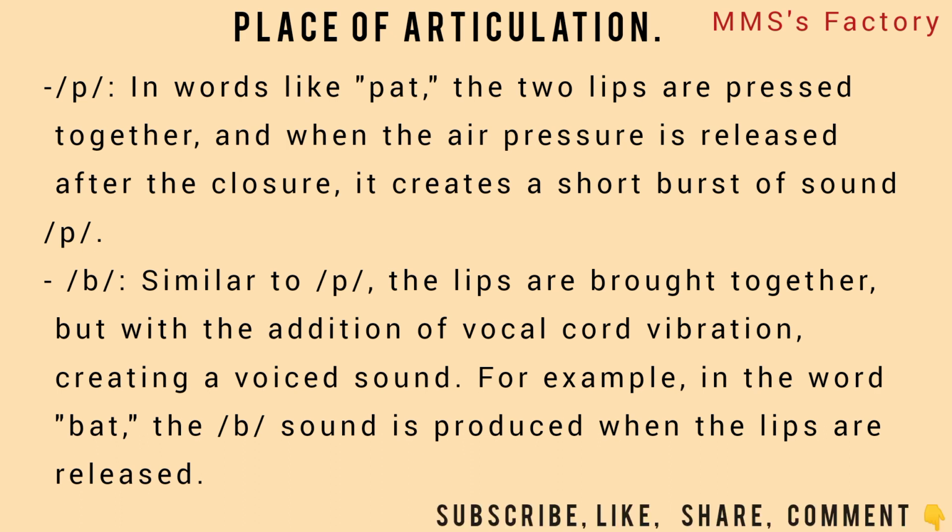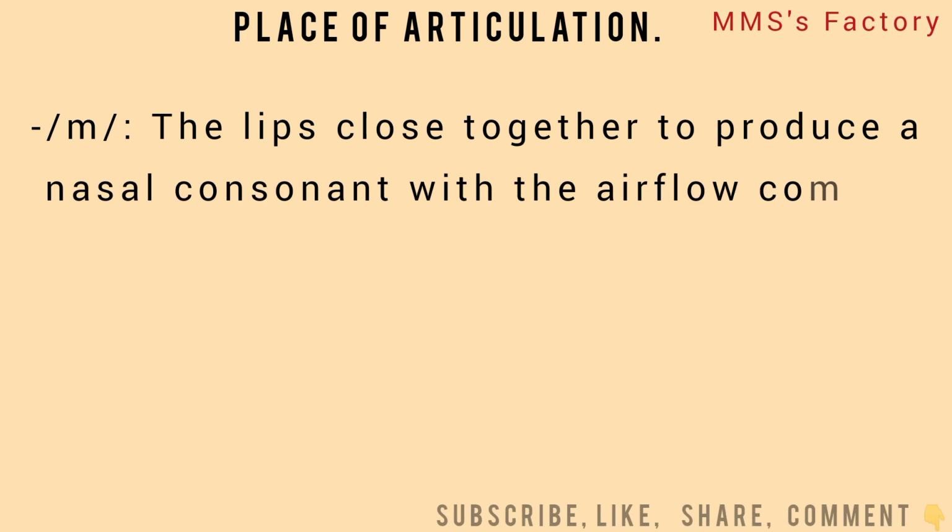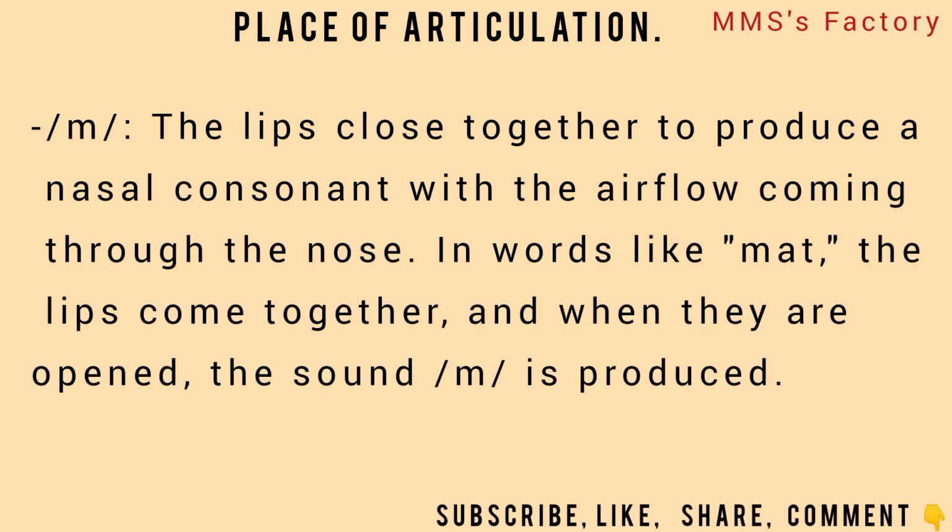B: similar to P, the lips are brought together, but with the addition of vocal cord vibration, creating a voiced sound. For example, in the word bat, the B sound is produced when the lips are released. M: the lips close together to produce a nasal consonant with the airflow coming through the nose. In words like mat, the lips come together, and when they are opened, the sound M is produced.